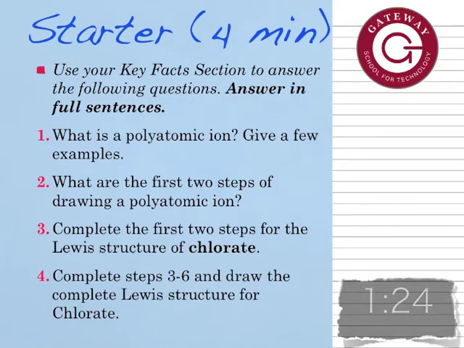So your starter is going to be to answer these questions. What is a polyatomic ion? Give a few examples. What are the first two steps of drawing polyatomic ions, the Lewis structures? Number 3 asks to complete the first two steps for the Lewis structures, and 4 also asks to complete some steps for chlorate, which is a specific polyatomic ion. So I'm going to give you about a couple seconds to pause the tape now if you want to do these questions, and we're going to go over the answers very shortly.